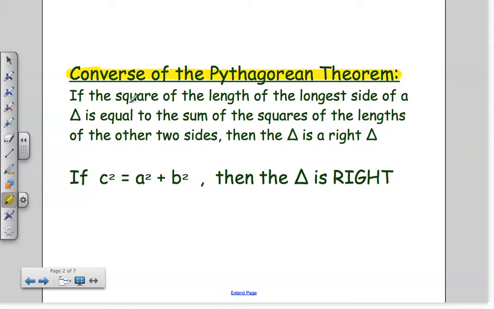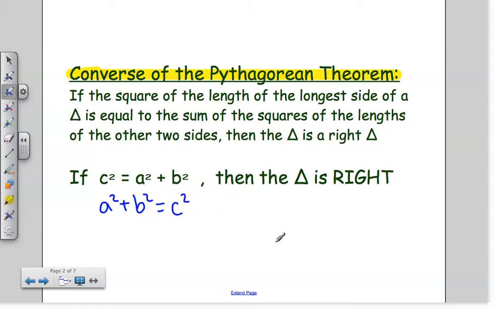in words, I have if the square of the length of the longest side of a triangle, c squared, which would potentially be the hypotenuse squared, is equal to the sum, or adding together, the squares of the lengths of the other two sides, which would potentially be the legs, then the triangle is a right triangle. So if this relationship is true, if I just give you three side lengths and I say, is this a right triangle or not? We'll see if it passes the test and whether one potential leg squared plus the other potential leg squared equals this potential hypotenuse squared.